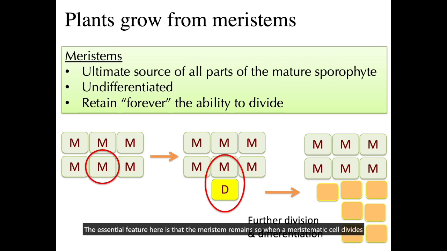The essential feature here is that the meristem remains. So when a meristematic cell divides, one daughter cell remains a meristematic cell, and the other daughter cell goes on and does something else. So we have a continual meristem, something that lasts the entire life of the plant.